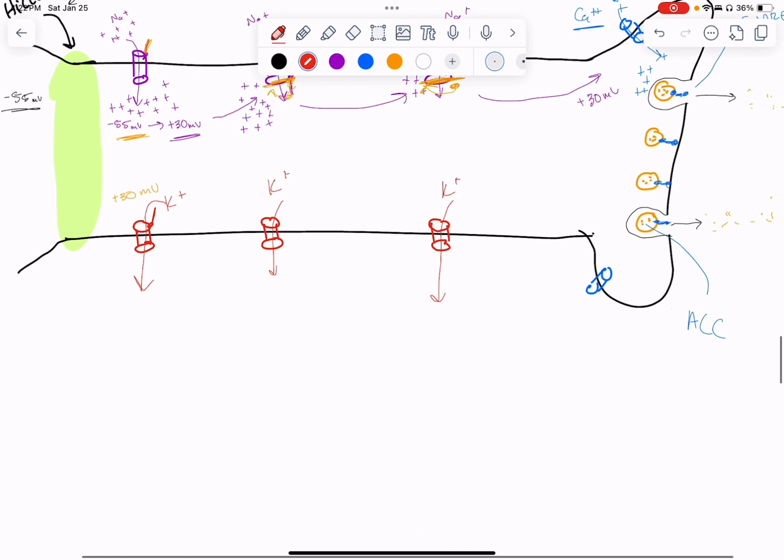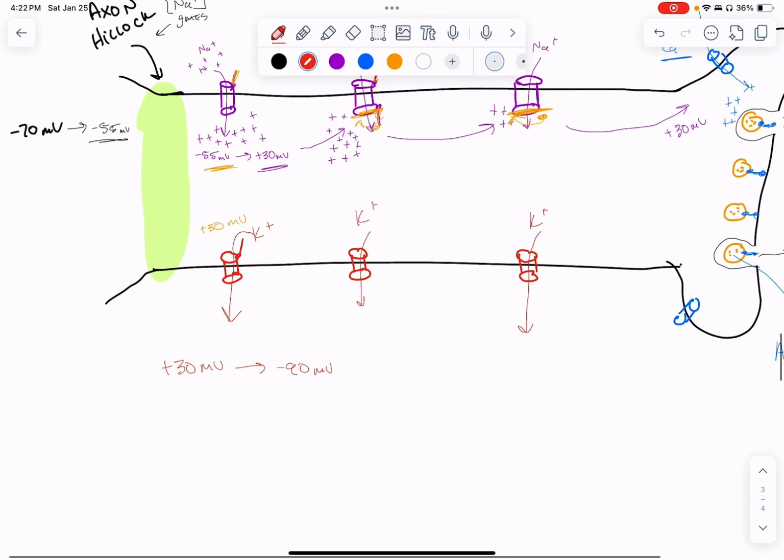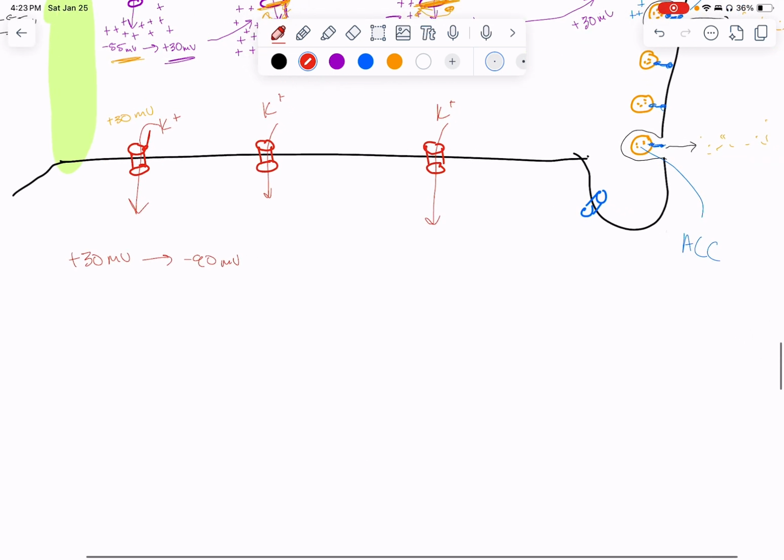And that leaving of the cell works very similar. It's going to start bringing this positive 30 millivolts on the inside of the cell back to actually about negative 90 millivolts, which is a lot more than negative 70, which is where we're at RMP, right? And so this is what we're going to call hyperpolarization.